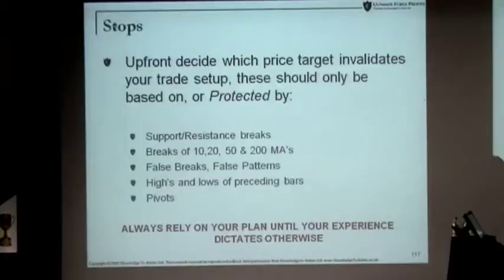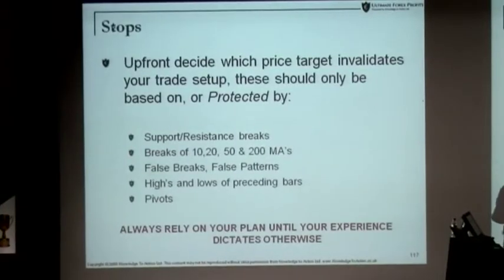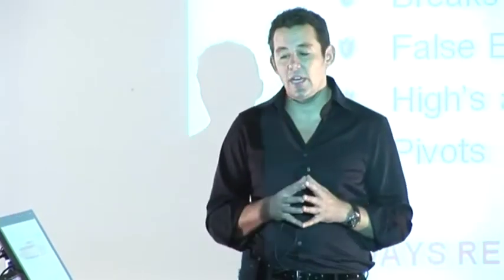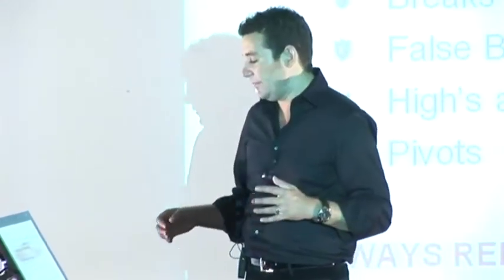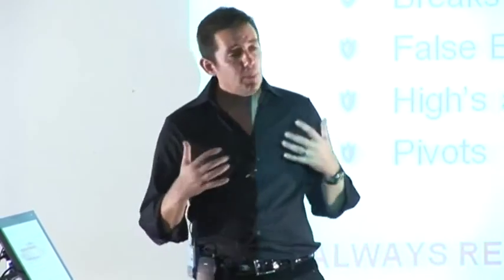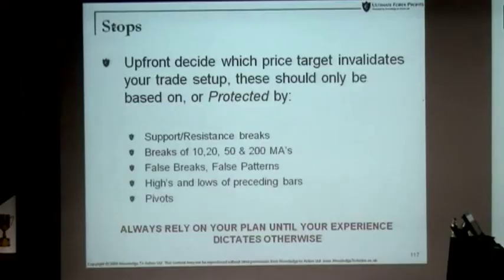Now, where do we put stop losses? Well, let me say this. Stops, we decide up front. Where is the target we're going for? And we decide where our stop losses should be, and we should make a decision that stop losses left in no man's land are naked. Okay, stop losses left in no man's land are naked. So we've got to put stop losses in a place which are protected. What does that mean, protected?